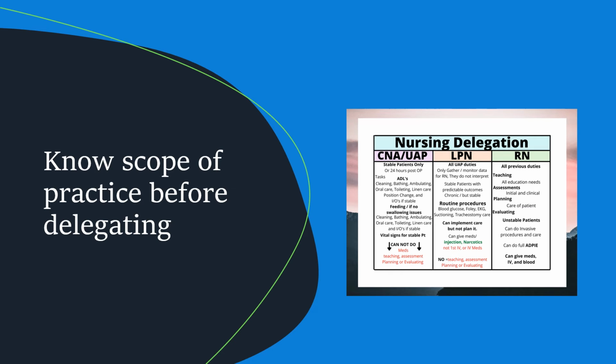Know the scope of practice of the individual you are delegating the task to. You should know your scope of practice for your UPAs or your CNAs, your scope of practice for your LPNs and your RNs. You should know the tasks you can delegate to each individual, and you should also check with your state mandated scope of practice to know which is within their scope of practice and which is not within their scope of practice.